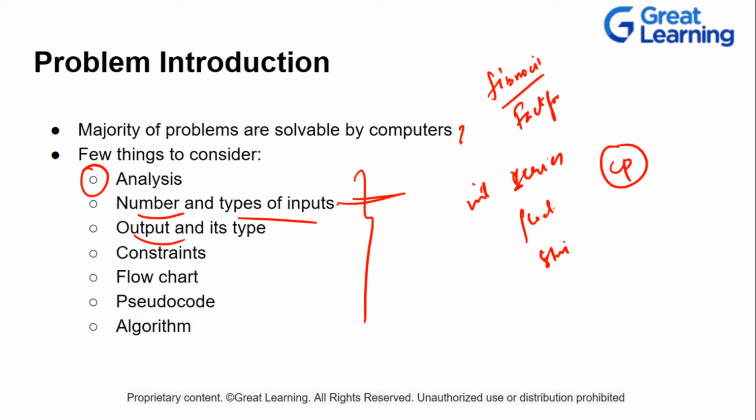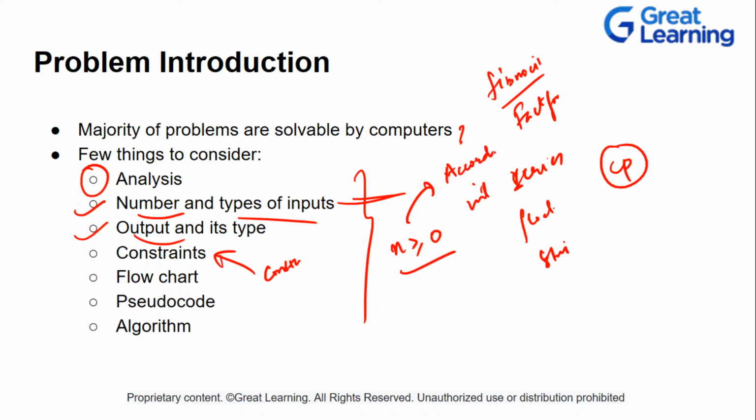Okay, so now, once your input is clear and your output is clear, now the constraints. What are the constraints? That means what are the conditions? Most of you might be interested in competitive programming, right? There you see a constraint, like, let's suppose, a simple constraint that n is always greater than 0. This is a constraint, right? So accordingly you modify your program.